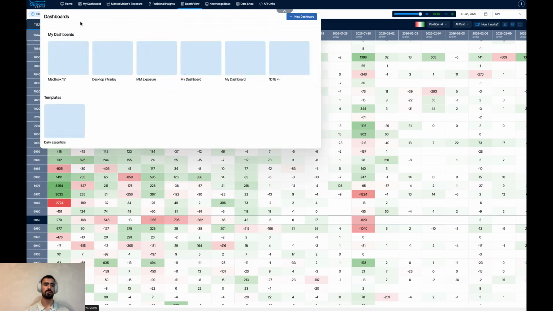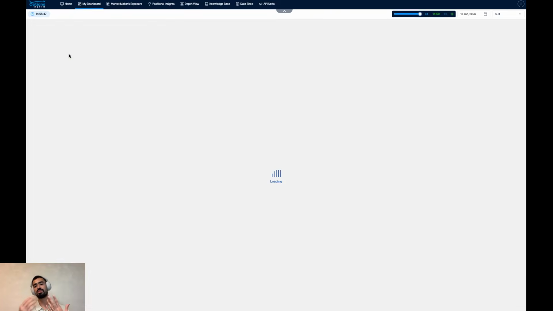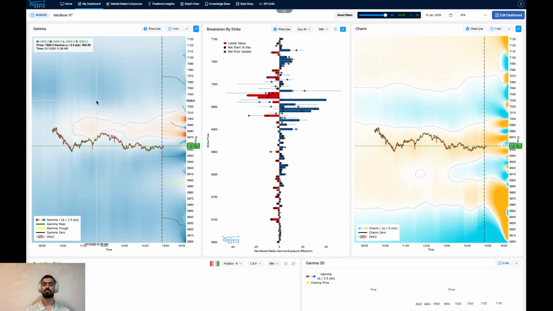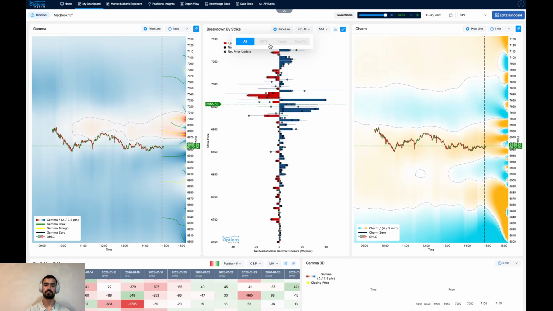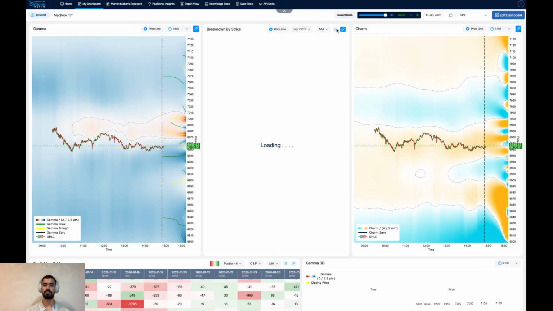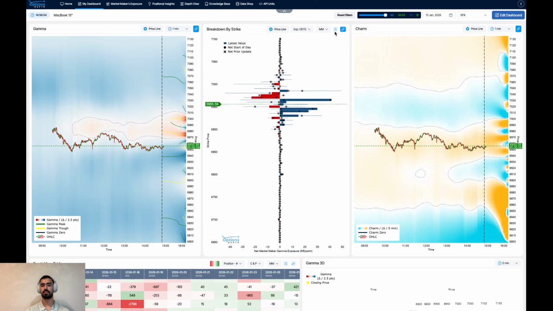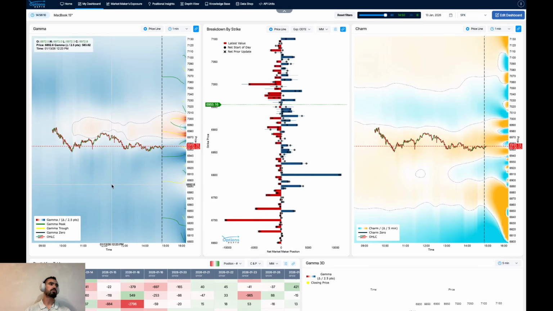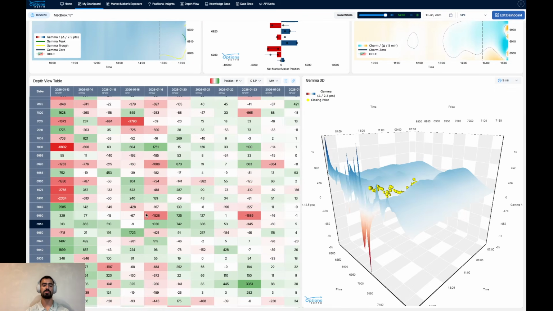So going into using these with concrete examples. This is my personal view. Feel free to copy it. Let me select 0DTE, and I want to see the positions. I like to track gamma exposure on the left, charm exposure on the right, and of course having the net position of market makers in 0DTE options. I also have my little depth view that I mentioned here, and I have a 3D version of this heat map.